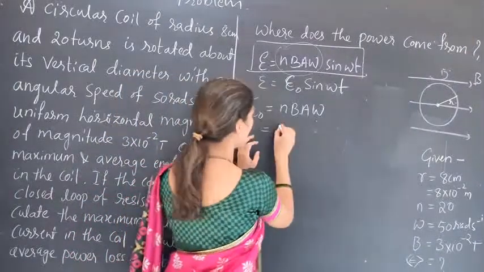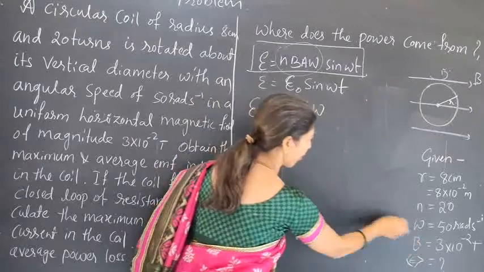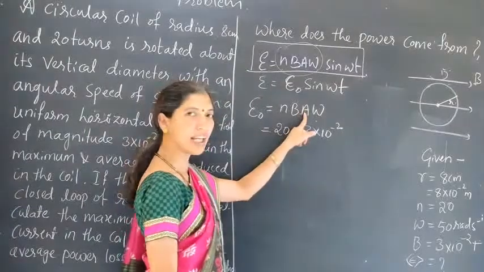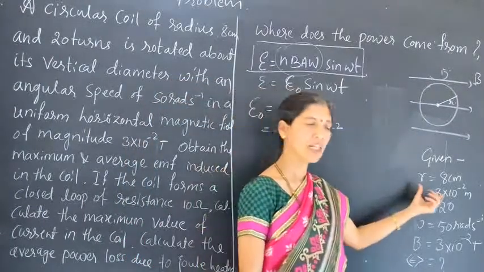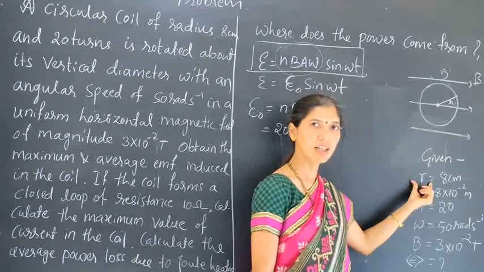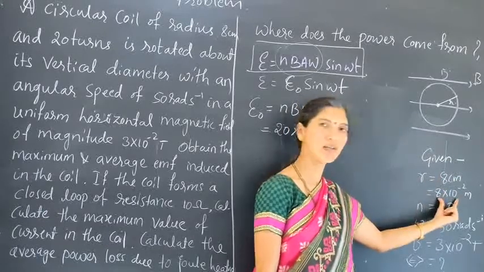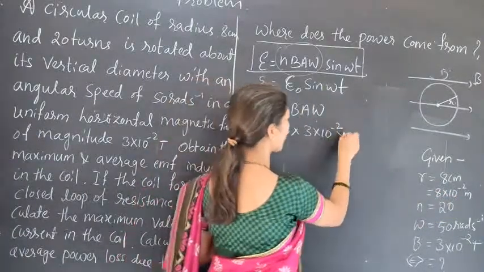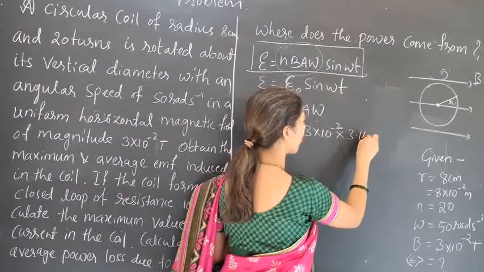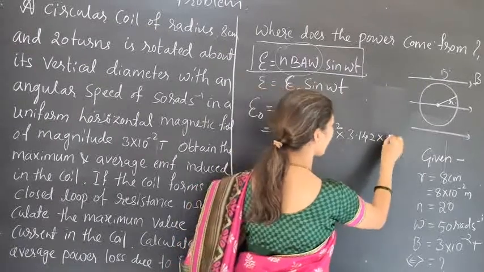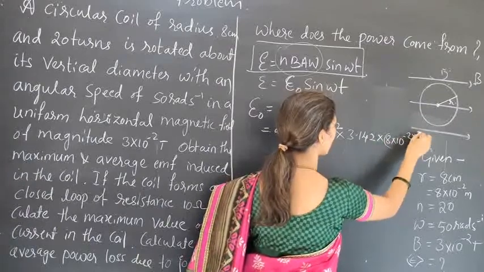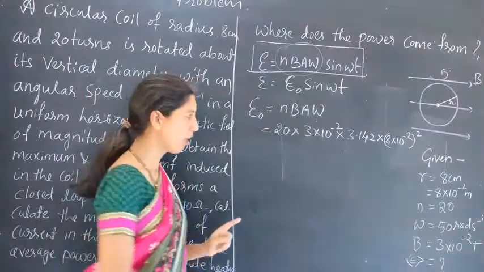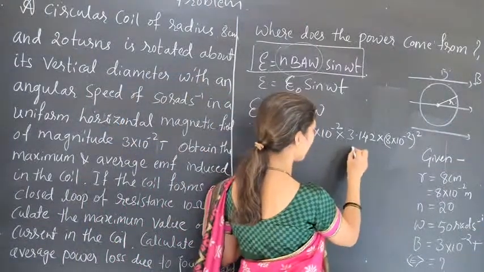N is equal to 20 turns into the value of B is 3 into 10 raised to minus 2 Tesla, and area is not given. Instead of area, radius is given. Radius is 8 centimeter, that means 8 into 10 raised to minus 2 meter. Therefore, the area is pi r square. So, this is equal to pi means 3.142 into r is 8 into 10 raised to minus 2 whole square. Then omega value is 50 radians per second into 50.